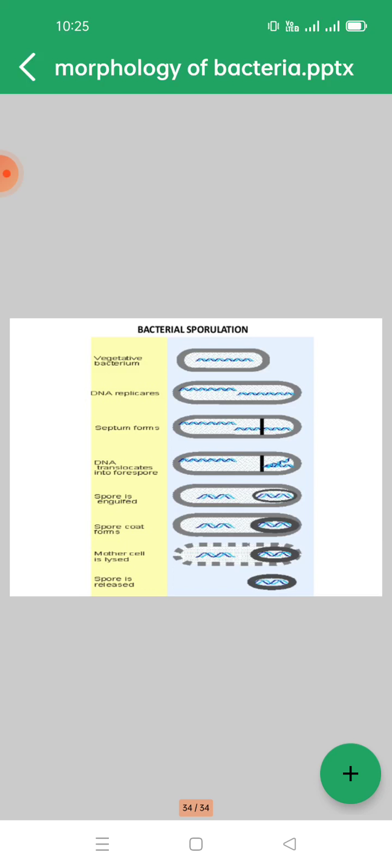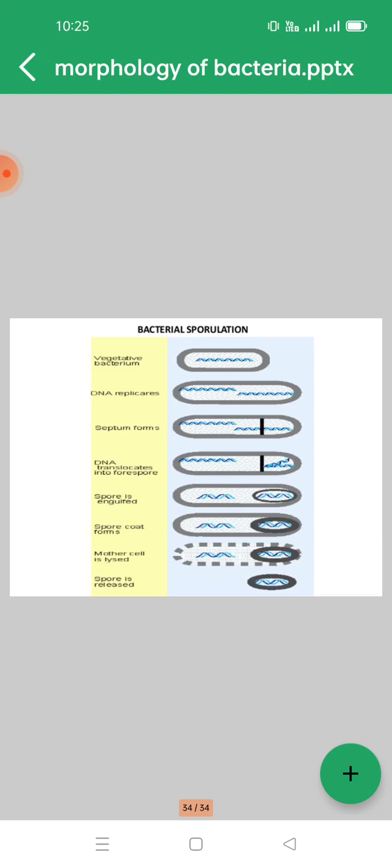Can you imagine that? First of all, the vegetative bacterium's DNA replicates and is divided into two. In one DNA a septum is formed, and within the septum the DNA forms the forespore. Then the spore is engulfed, and the outer coat, the spore coat, is formed. Then the mother cell is lysed and the spore is released. Then on germination, this spore becomes a vegetative cell.